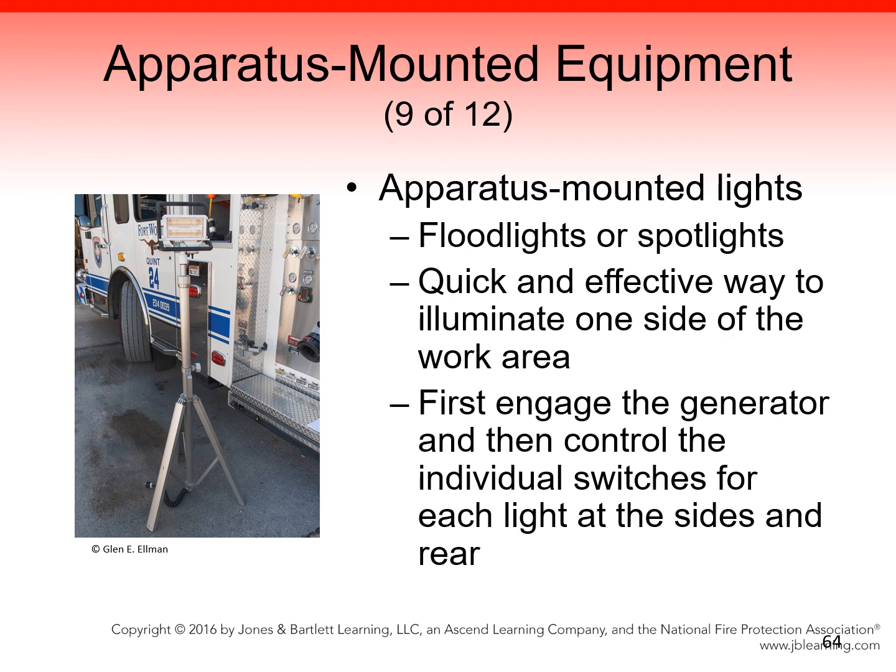Apparatus-mounted lights. Floodlights or spotlights may be attached to the exterior of the apparatus. Some are mounted to the body of the apparatus and controlled by a single switch inside the cab. Provide a quick and efficient way to illuminate one side of the work area. When used, they should completely illuminate the scene and eliminate dark shadows. To operate them, the driver-operator must first engage the generator and then control the individual switches for each light at the sides and rear of the apparatus.